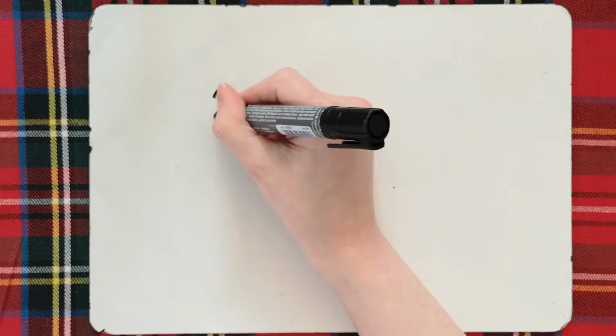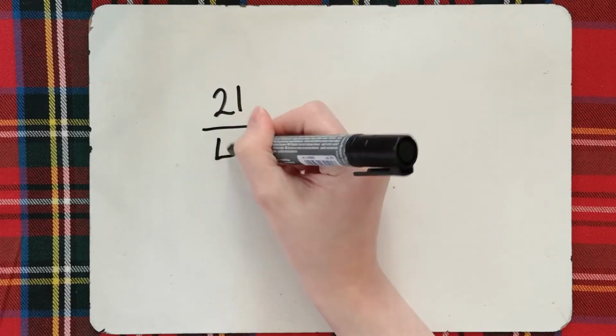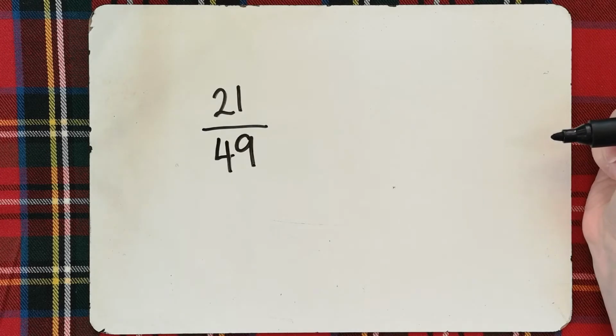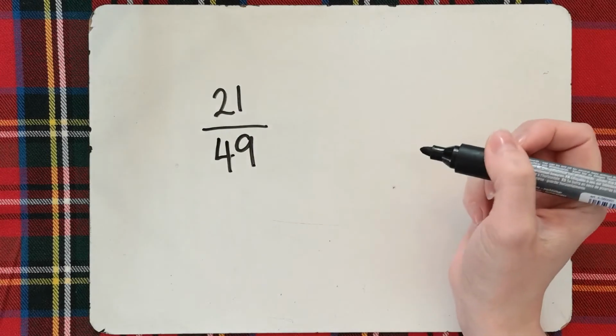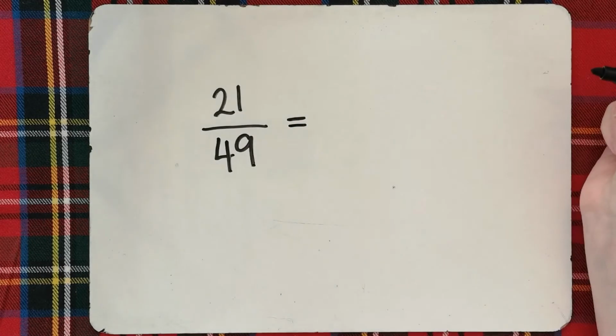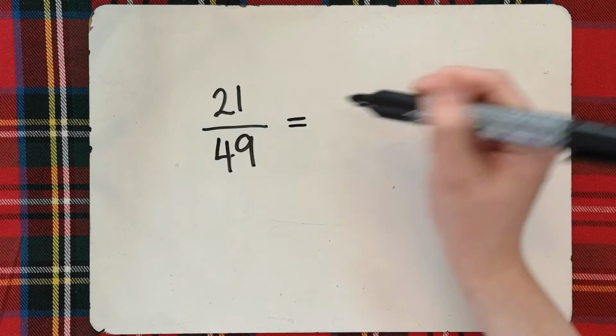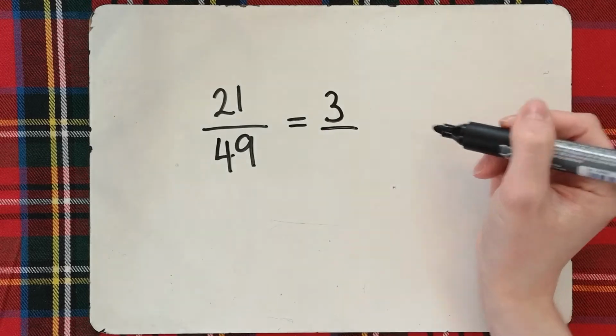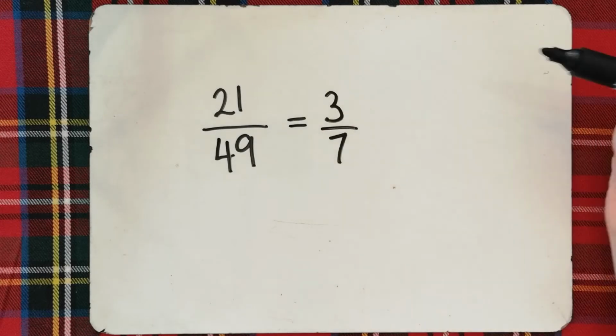This time I'm going to do 21 49ths. We need to have really good knowledge of our times tables here to think about what number could be in both. If you're not sure, you could always have a look at a multiplication square to help you. I know that 21 and 49 are both in my 7 times table, so I'm going to divide my numerator and my denominator by 7. So 21 divided by 7 gives me 3, and 49 divided by 7 gives me 7. So my simplest form is 3/7.